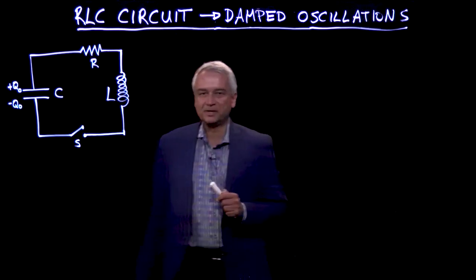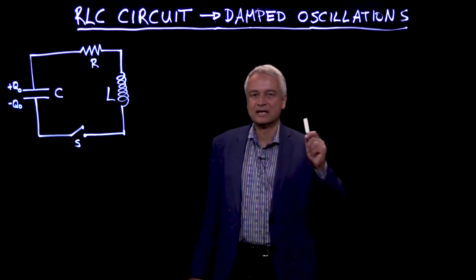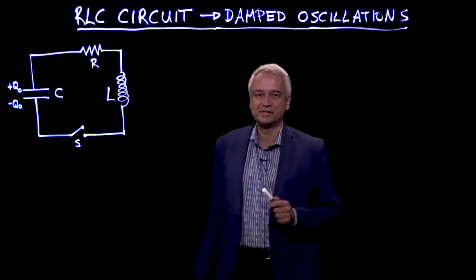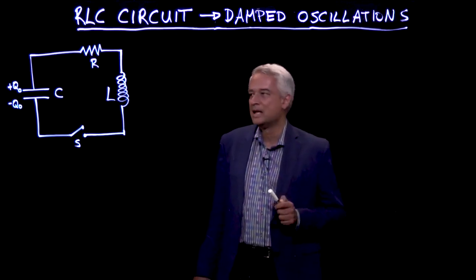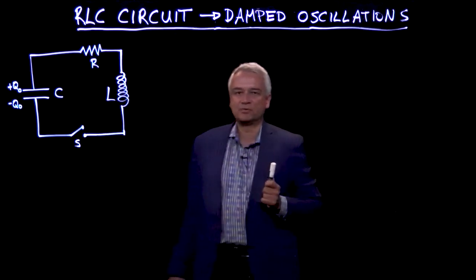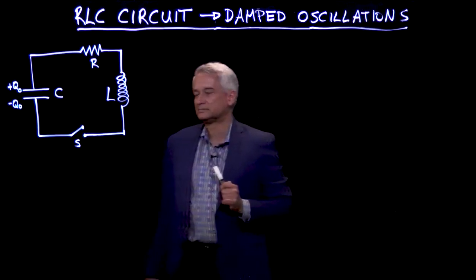I hate to break it to you, but there is no such thing in nature as a pure LC circuit. There's no such thing in human-made technology of a pure LC circuit, because in any circuit with an L and a C with current flowing, the current has to flow through real wires, and those wires have resistance.